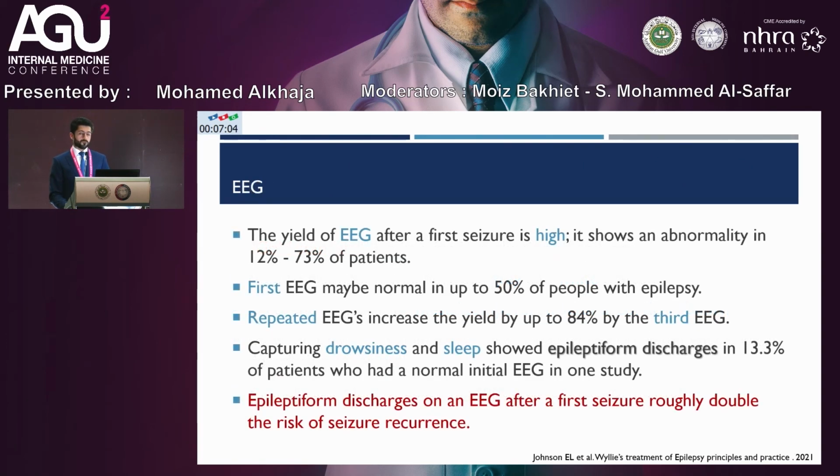EEGs, my passion and my love, EEGs. So the EEG yield after the first seizure is high. It shows abnormality in 12 to 73% of seizures. And if you have 3 EEGs being done, your sensitivity would be 84%. If you go to the 4th EEG, you go up to around 90%. It's important to capture drowsiness during EEG, capture sleep, because epileptiform discharges will be much more evident during stage 2 sleep.